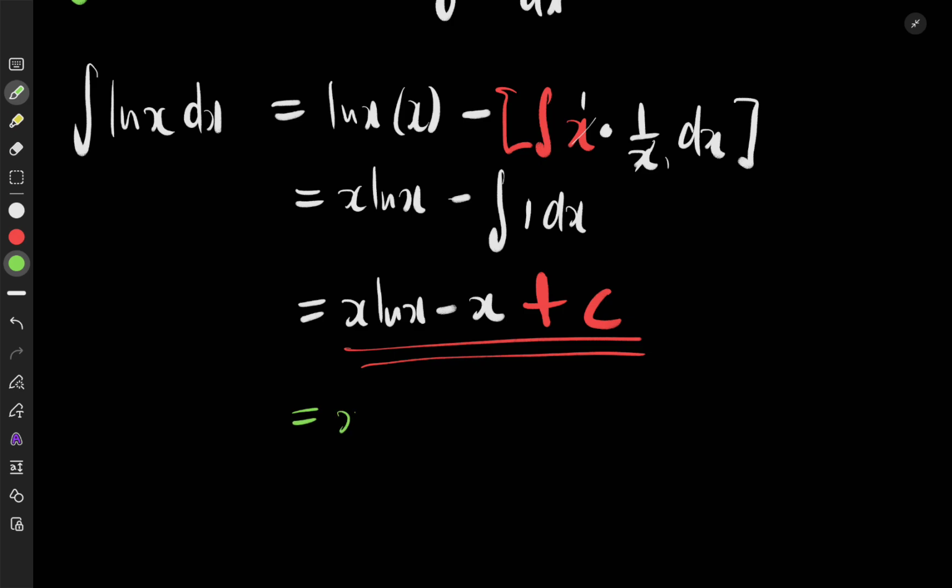Okay, if you want to factor out x, you say x times ln x minus 1, plus c. That is up to you. Just playing with things. It's okay.